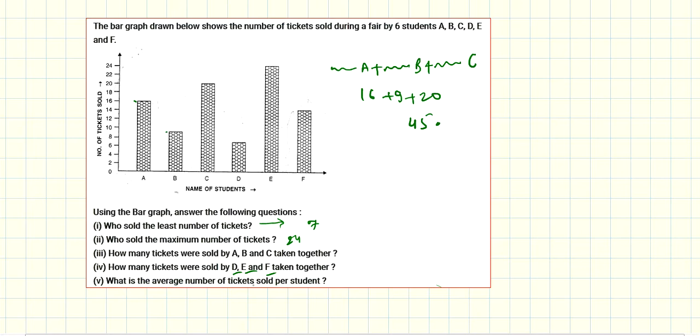Then average number of tickets sold per student. Average means what? As you know, average means we will add all these tickets and divide by 6, as there are 1, 2, 3, 4, 5, 6 students. So if you add all this, you will get 90, and divide by 6. So the average number of tickets sold per student is 15. So like this you have to solve.